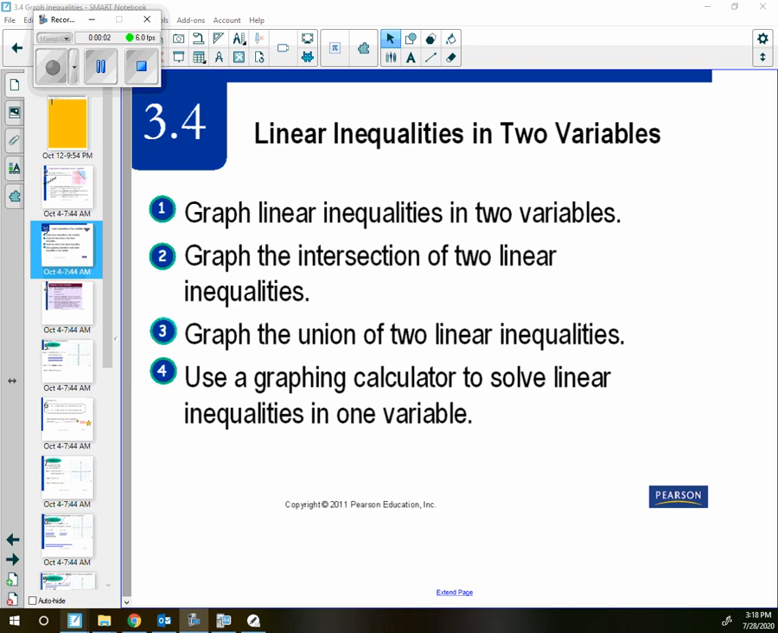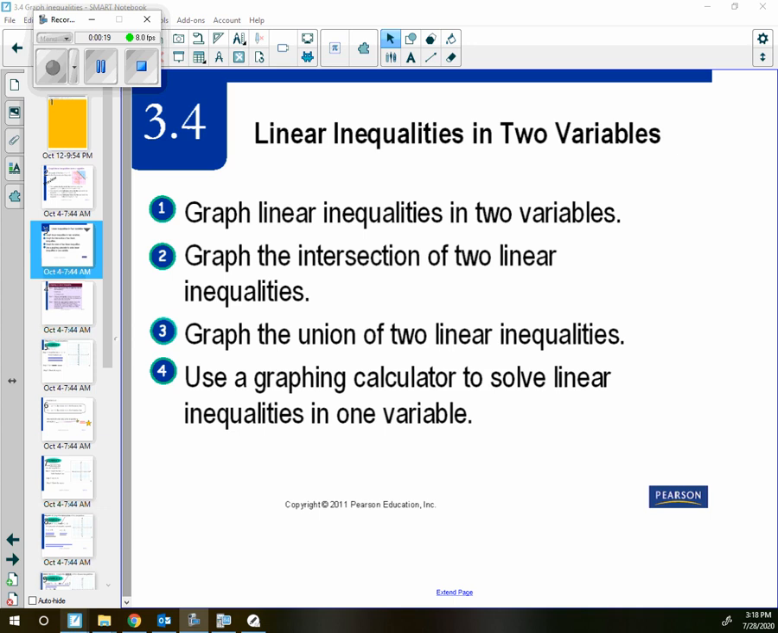Alrighty, so on to 3-4. We're going to look at linear inequalities now in two variables. So we talked about how to graph and work with solutions in linear equations with an equal sign. So now we're going to talk about how we work with inequalities. Our essential questions today: how do we graph them?